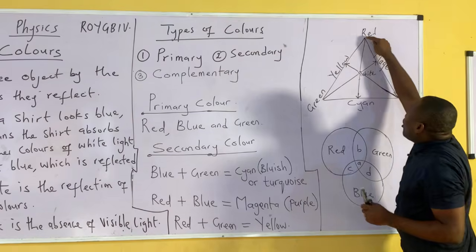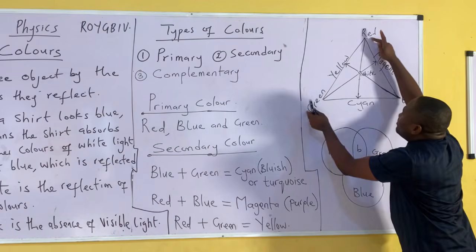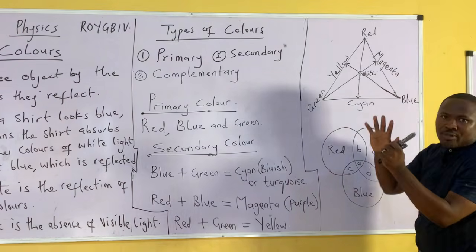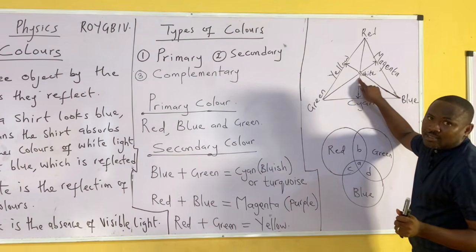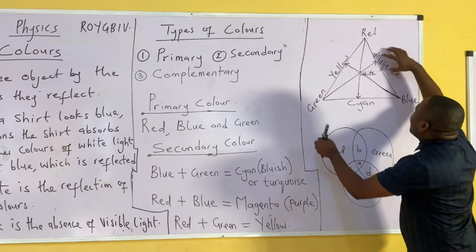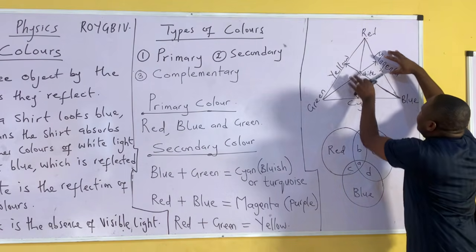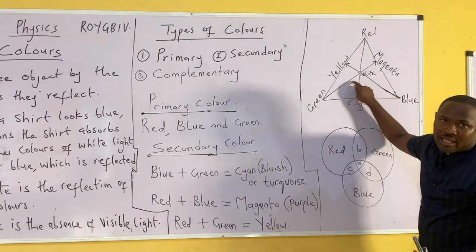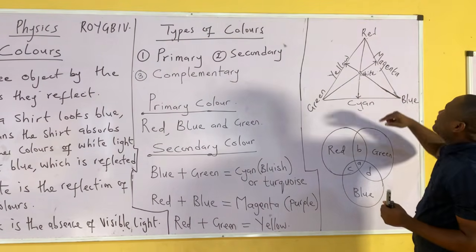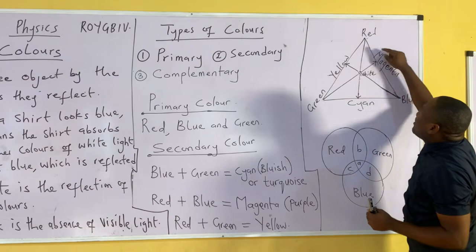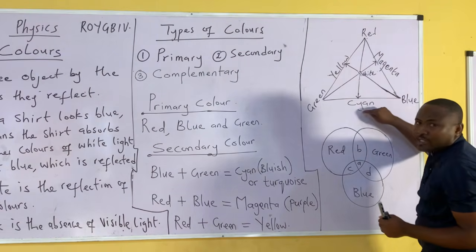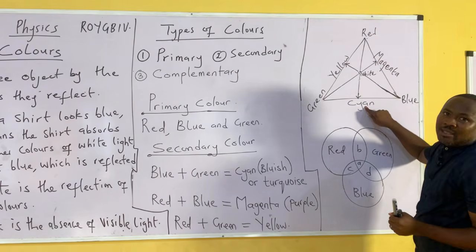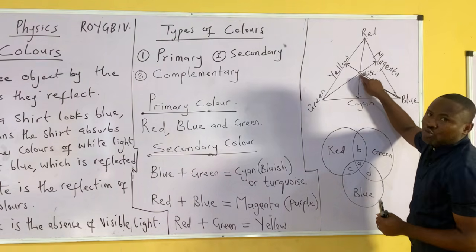First, all primary colors. So if red, green, and blue meet, it will produce white light. Another one again, magenta, cyan, and yellow. If they meet, they will produce white light. Another way again can be a primary color and a secondary color. One primary color plus another secondary color would produce white light.